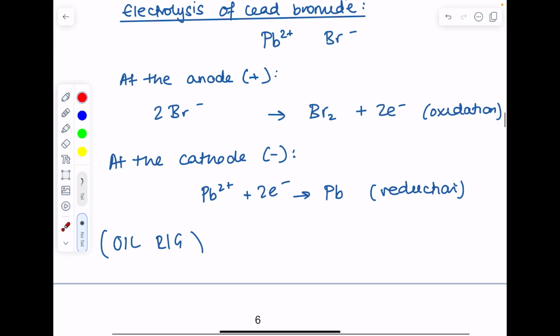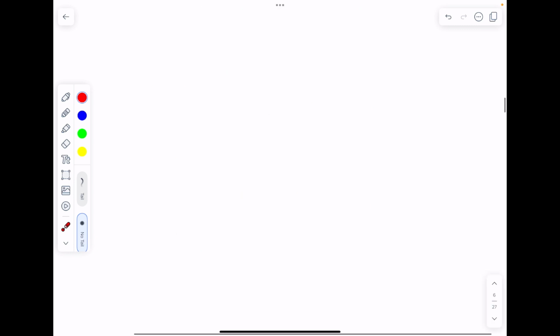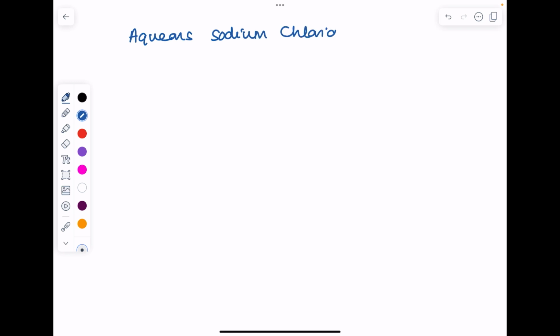And don't forget to state observations. With your bromine, you're going to see a brown-orange liquid. With your lead being formed, you'll see a silver-coloured metal. Remember, if you have aqueous solutions, such as aqueous sodium chloride, the fact it's aqueous adds additional ions. It adds H+ and hydroxide ions, as well as the sodium and chloride ions.